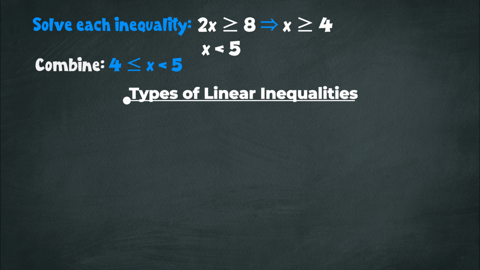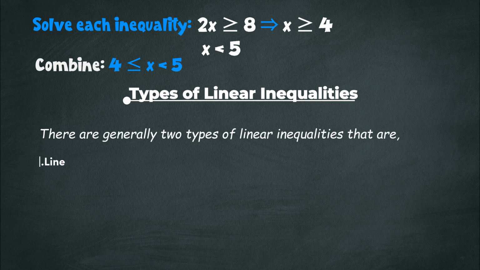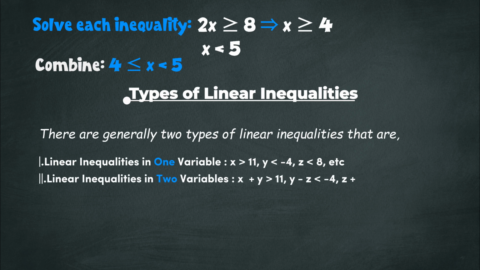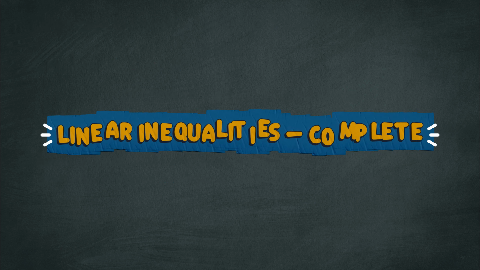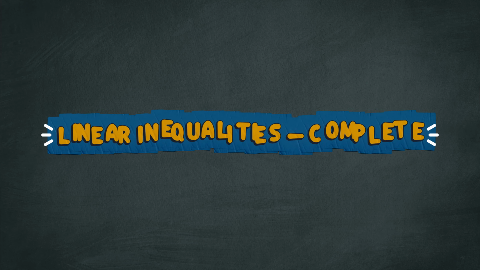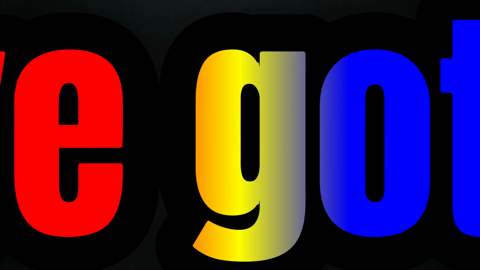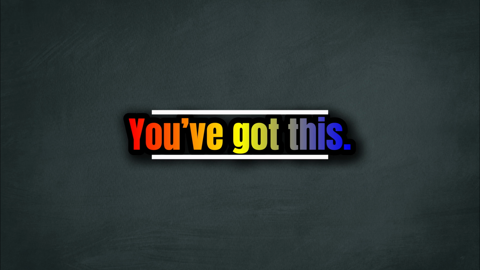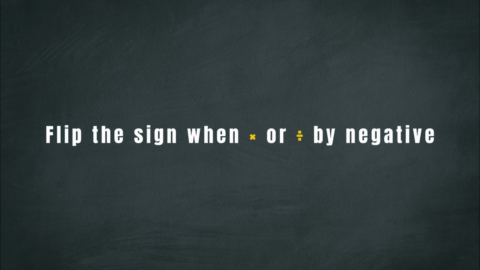Types of linear inequalities. In general, there are two main types of linear inequalities: linear inequalities in one variable, and linear inequalities in two variables. So today we covered linear inequalities, how to solve them step by step, and how to avoid the most common mistakes. If you understand these rules, inequality questions won't be a problem for you. And remember, whenever you multiply or divide by a negative number, always flip the inequality sign.